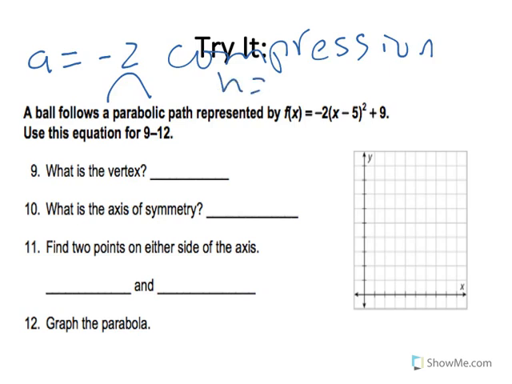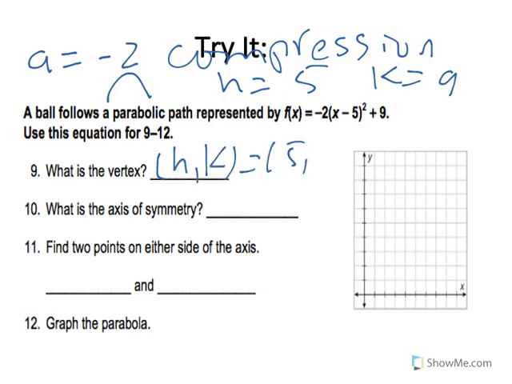Right, and h is a positive 5 and k is 9. So the vertex will only be h and k, so it will be 5 and 9. The axis of symmetry is x equals 5. Okay, so we need two points. We have the vertex already, 5 and 9. So we go 1, 2, 3, 4, 5. 1, 2, 3, 4, 5, 6, 7, 8, 9 at this point here, right? Okay, so we can pick 1 point to the left and 1 point to the right.